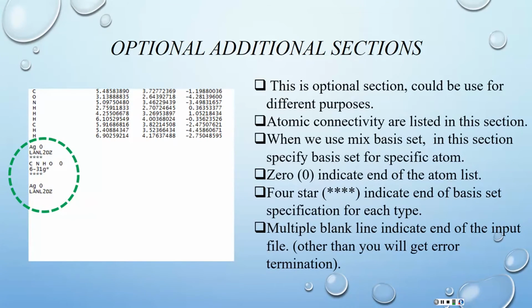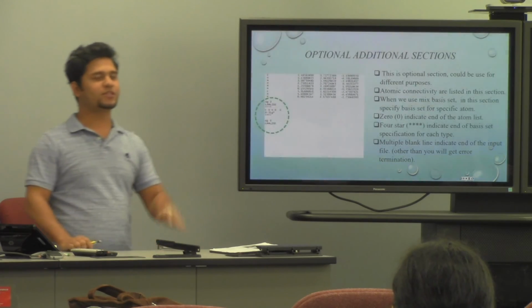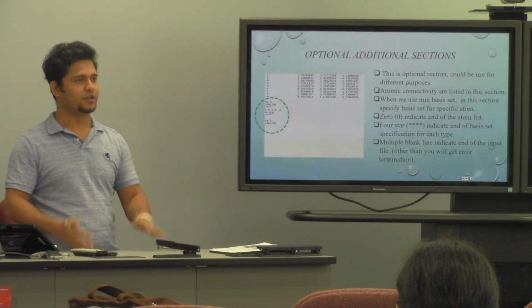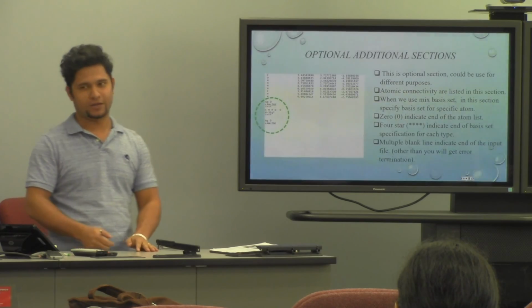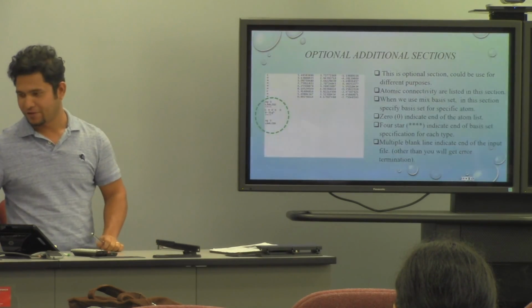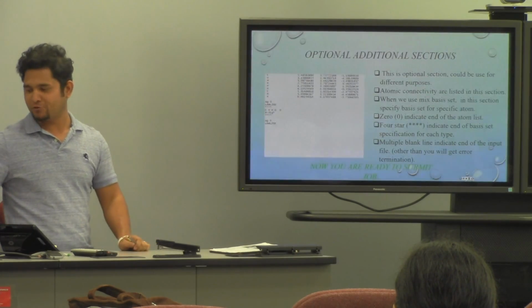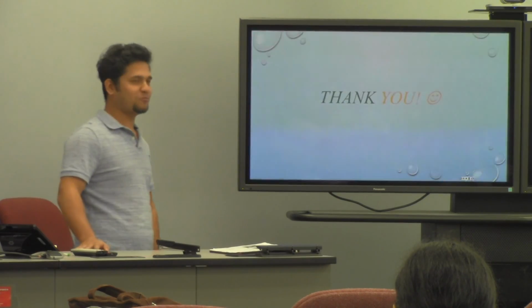And the next important thing: you have to put multiple blank lines at the end of this section, because that means your input file is done. If you don't put the blank line, you will get error messages in the Gaussian file. And then you are ready to go to the calculation and submit the job. Thank you.